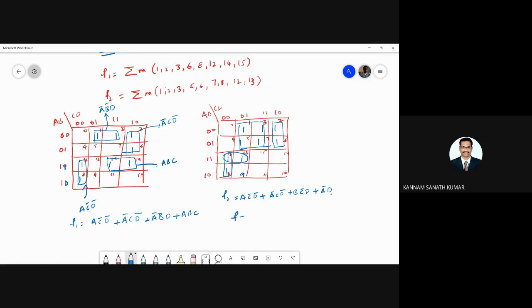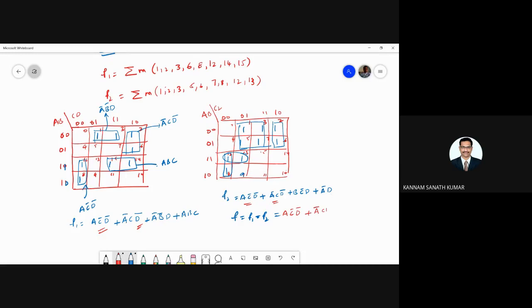So what is F? F equal to F1 into F2. So that means the terms which are common you should write in F. So which is common? A C bar D bar is common, so you can write F as A C bar D bar. And next A bar C D bar is common here. This term and this term are common in F1 and F2.